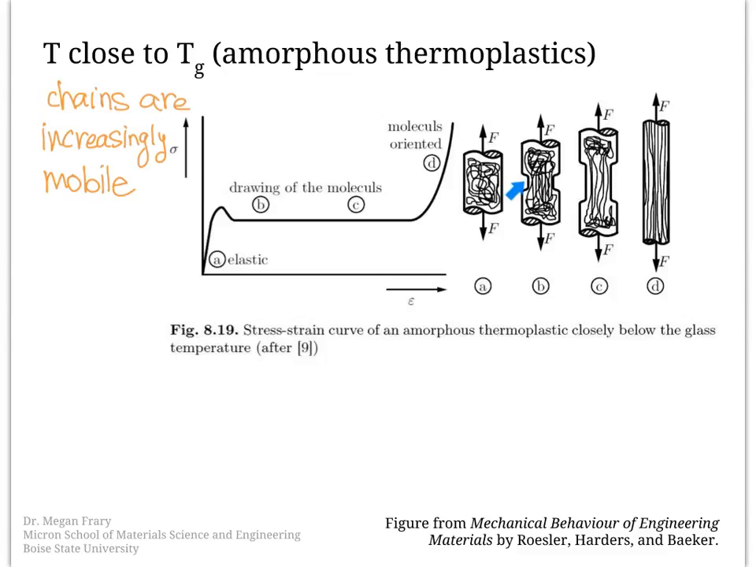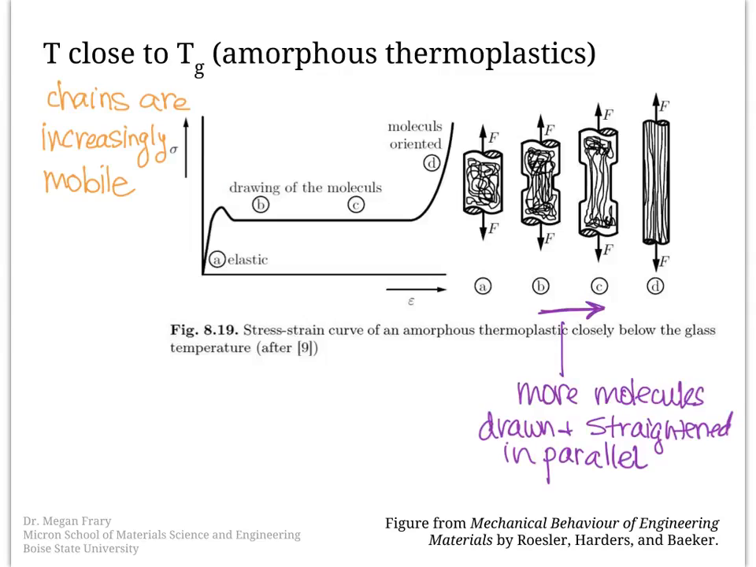In step B, we have the formation of the neck, and then that neck grows while more and more molecules are drawn and straightened in parallel. So meanwhile, while that's happening, we have a very long elongation of our polymer at essentially a constant stress. And so the chains are straightening out. As we eventually get to this point here, now more of the covalent bonds are actually carrying the load.